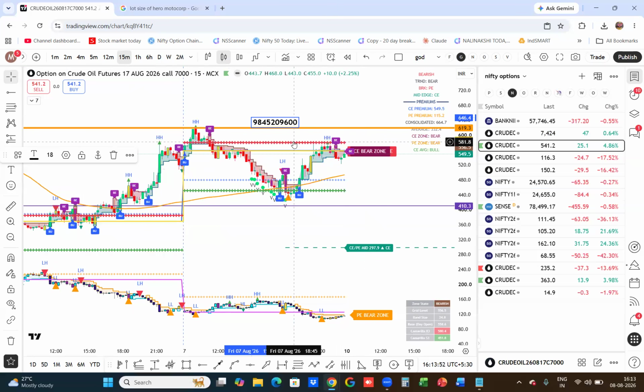See, you don't get these Camarilla pivots. Camarilla pivots, from the TradingView indicator, you can apply and put only R3 and S3.